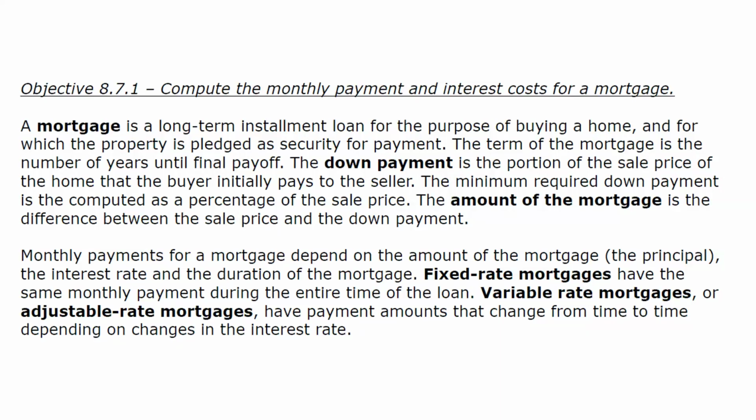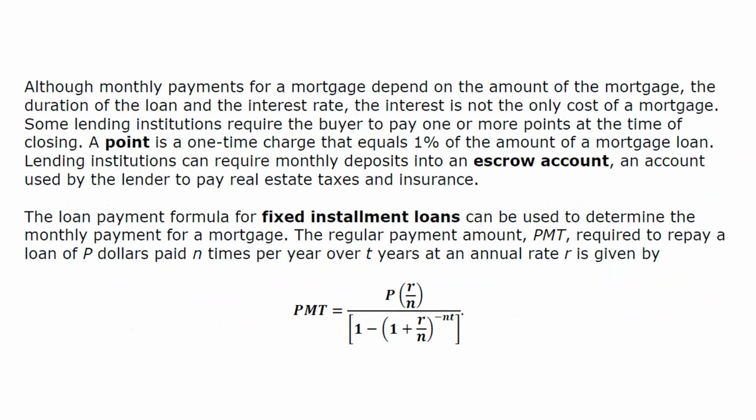Monthly payments for a mortgage depend on the amount of the mortgage, which is the principal, the interest rate, and the duration of the mortgage. Fixed rate mortgages have the same monthly payment during the entire time of the loan, and variable rate or adjustable rate mortgages have payment amounts that change from time to time depending on changes in the interest rate. Although monthly payments depend on the amount, the duration, and the interest rate, the interest is not the only cost of a mortgage.